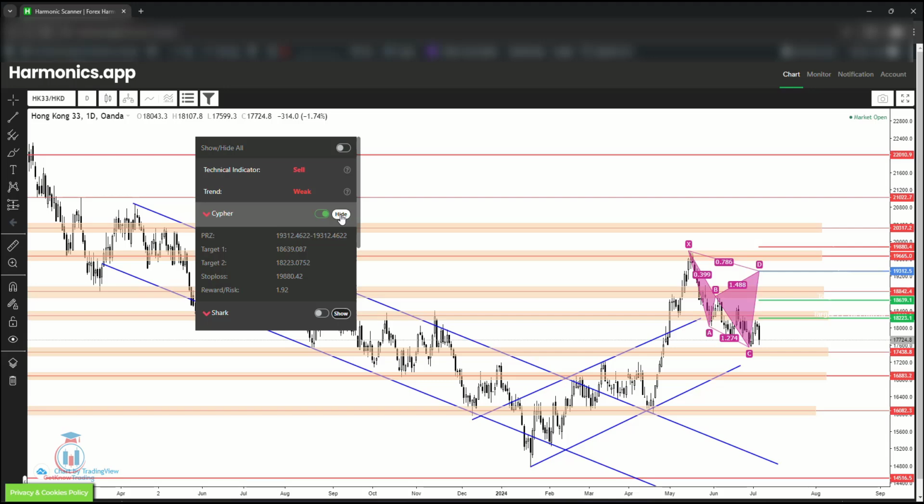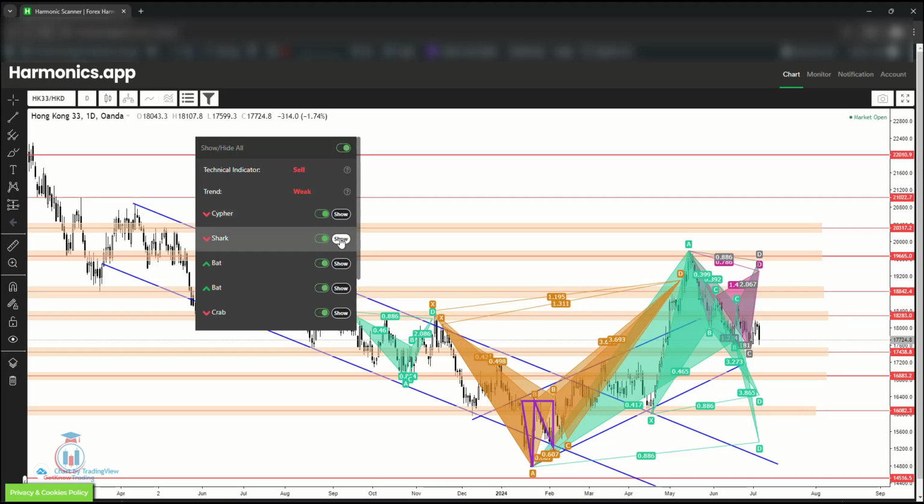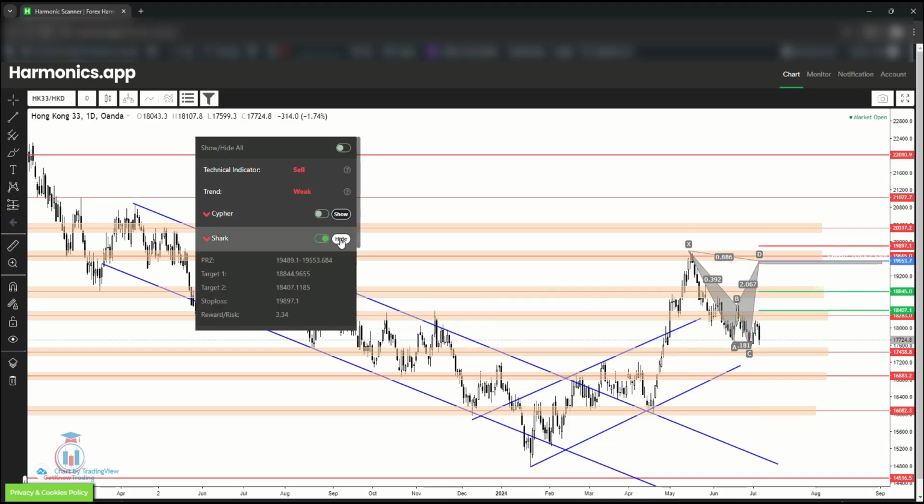If you use Cypher, you get the purple color visible. And if you would like to have a Gartley, you can see a gray pattern charted on the chart. Where you have the potential reversal zone, this is the zone where usually is the entry level. Then you have a stop loss with a red line. Then you have the first take profit and the second take profit as green lines.